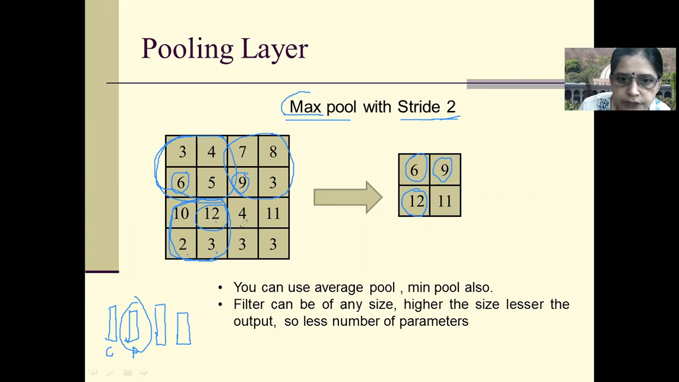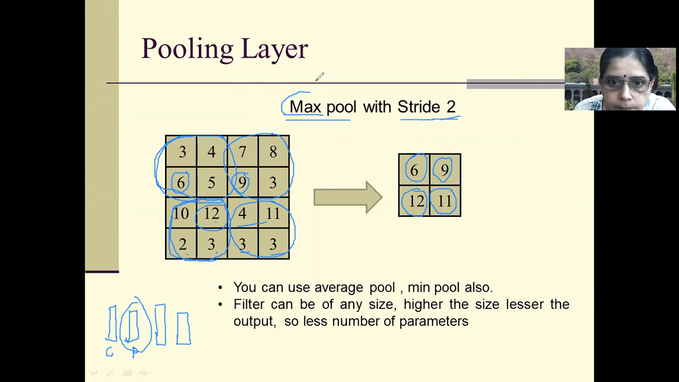Then again we shift the mask by 2 columns. So this is the next mask position. Again here we determine the maximum value. Okay. So here the maximum is 11, so we get the value 11. Okay. So this is how we can apply the pooling mask or pooling layer.